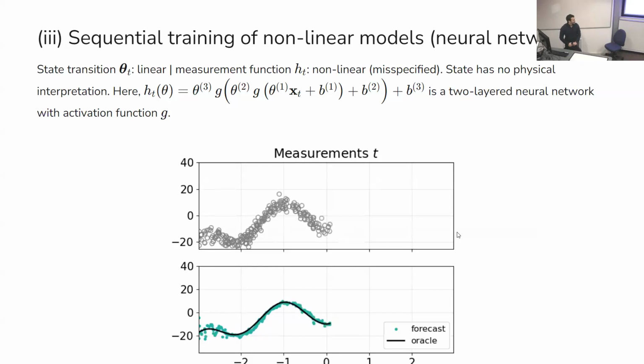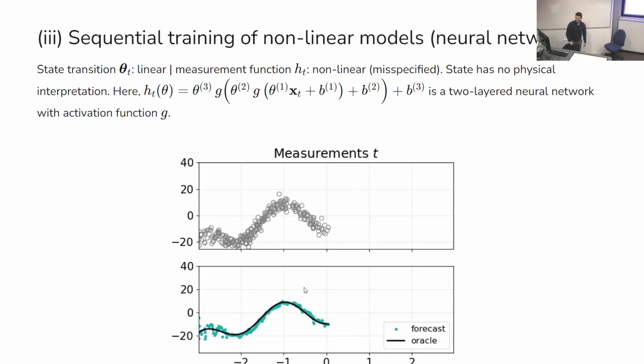So in this problem, what we have is a two hidden layer neural network. We measure these observations, and what I want is just to make the next forecast. So the oracle here, the best possible prediction, is this black line over here, and what I'm actually forecasting is this one over here, right?